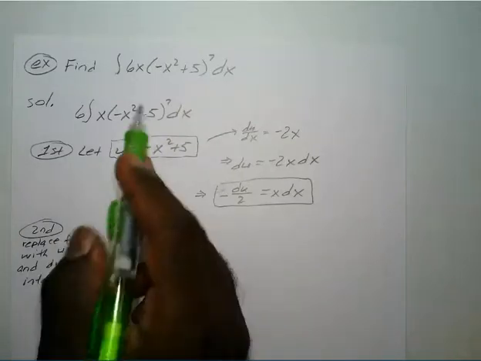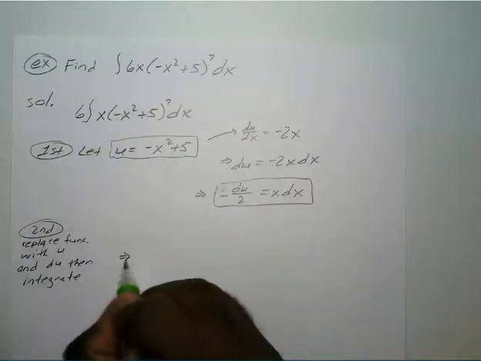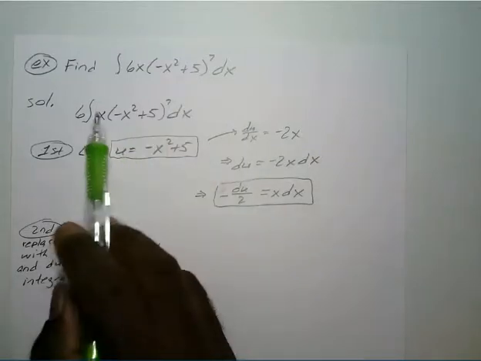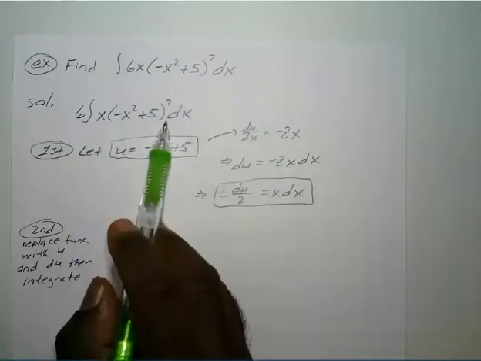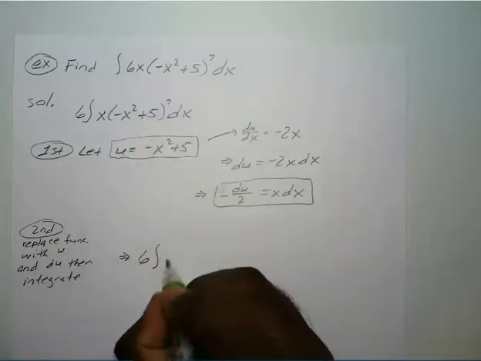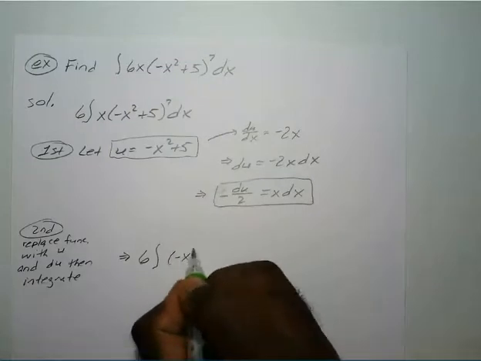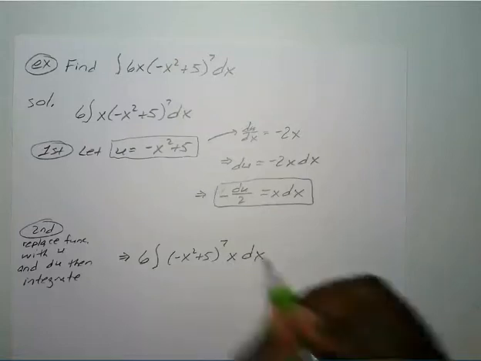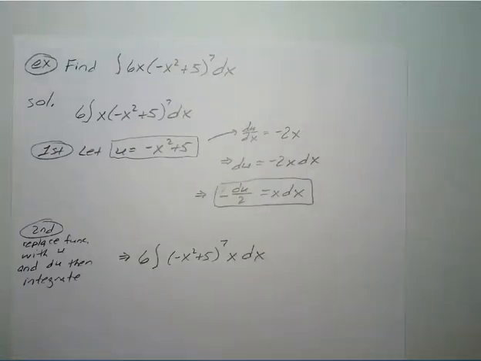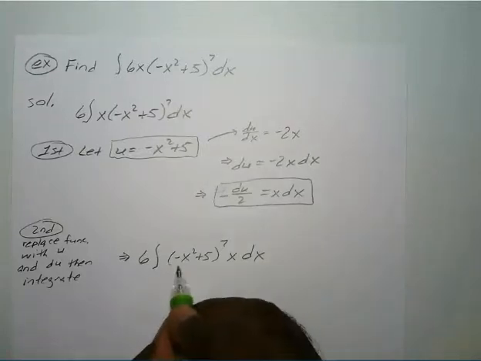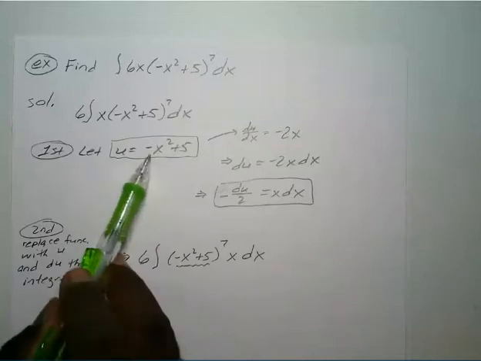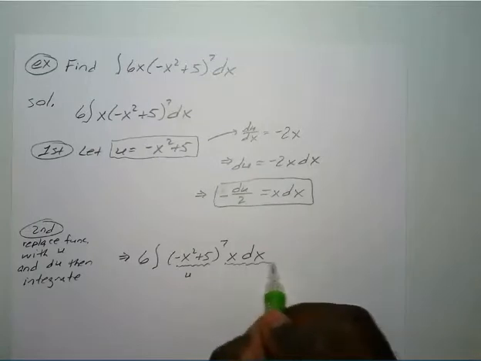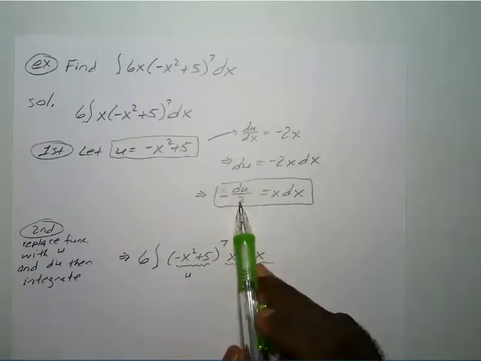All right, so I'm just going to go ahead and rewrite our function. Again, I just brought the 6 out, times the integral, and I'm going to move the x next to the dx. It's all multiplication, so it's commutative; you can shift it around. So you have negative x squared plus 5 to the 7th power times x dx. There's a reason I did that. We already know that this is what we made our u, so this is our u. And our x dx, remember, is equal to negative du over 2.